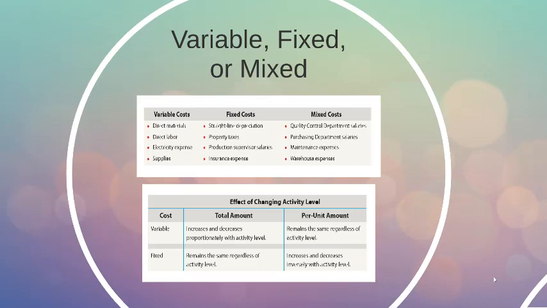For example, if my direct materials were $10 per foot, they're always going to be $10 per foot. In total, if I have 10 feet, I will have $100 of material. If I have 20 feet, I would have $200 of material, because as the total increases, my total amount of variable cost will also increase.